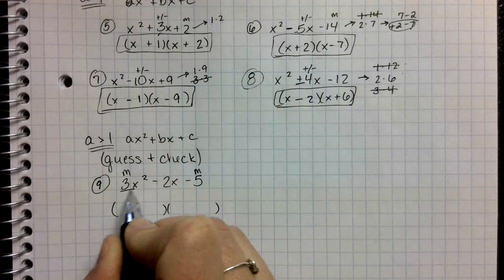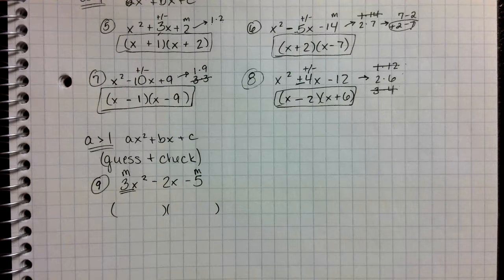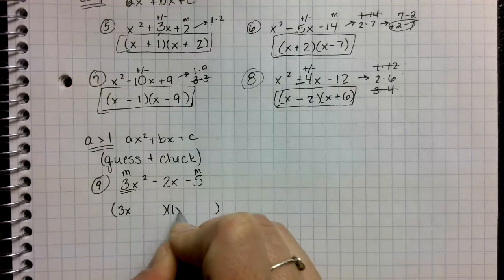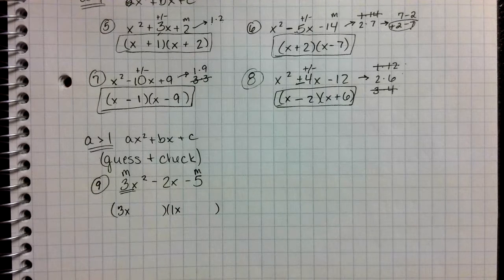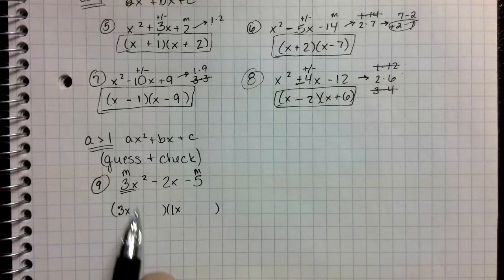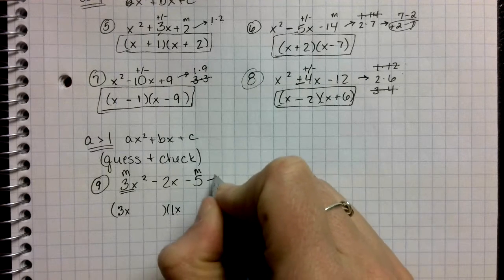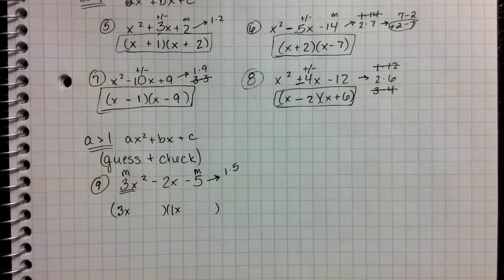Now this time we have a number on the front. So we have to figure out how to multiply to get 3. So 3x and 1x is going to be our only option because 3 times 1 gives us the 3, x times x gives us the x squared. Now with our factors of 5, this one works out nice because 1 and 5 are the only factors. So the guessing and checking part comes in of where do they go.